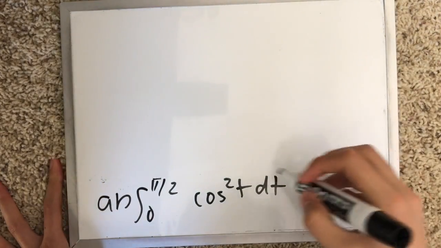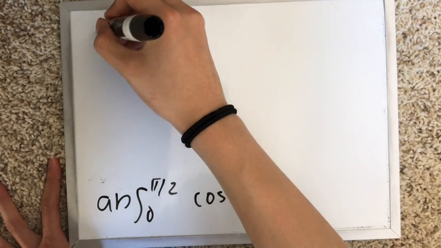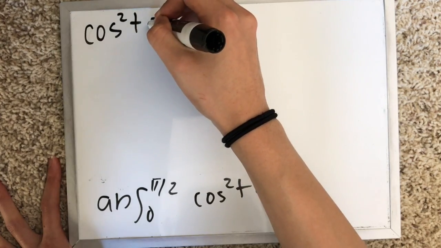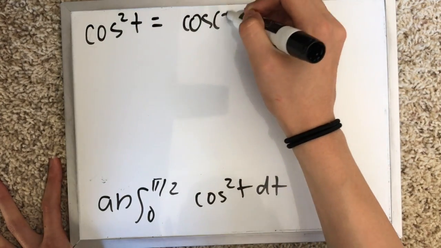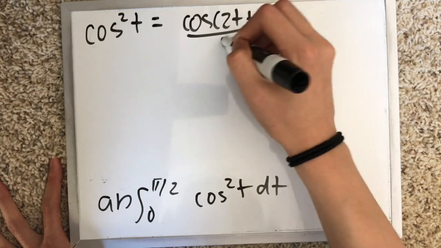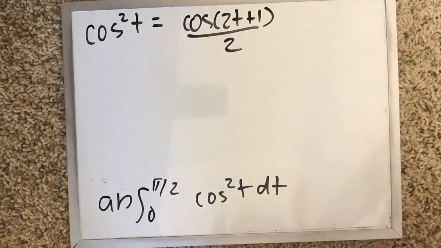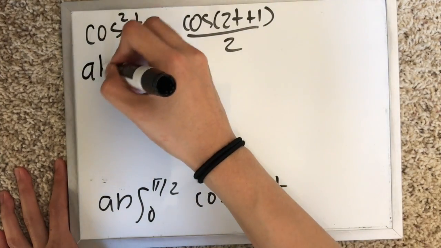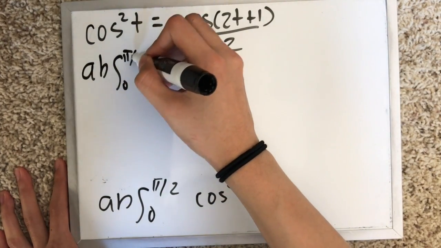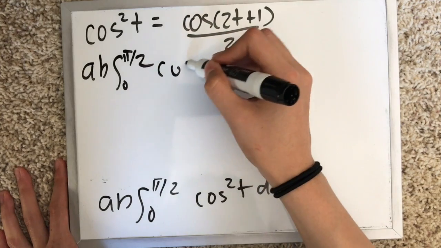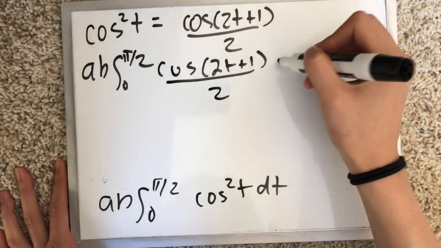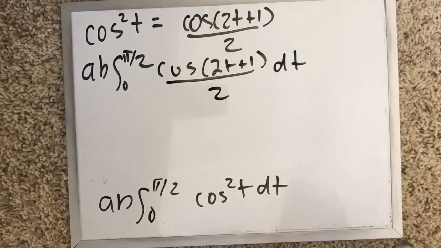So we can use a relatively simple formula, which is cosine squared t equals cosine of 2t plus 1, divided by 2. And now we just plug this in there, so it's ab times the integral from 0 to pi halves of cosine 2t plus 1 over 2 dt.